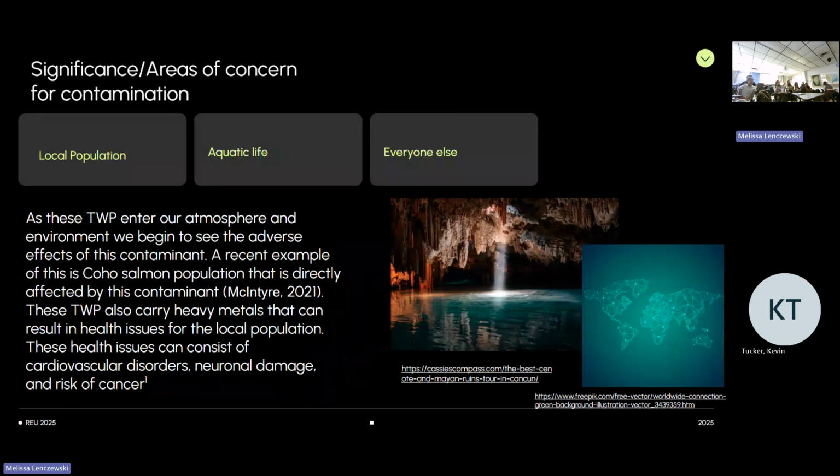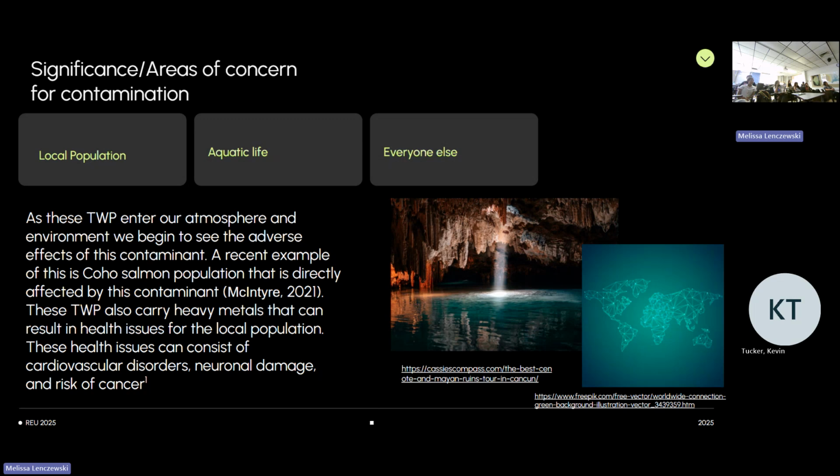First we have our significance and our areas of concern for the contamination. The local population is the main concern, along with the aquatic life, and then everyone else this will eventually affect as this study continues to grow. As these tire particles enter our atmosphere, we'll begin to see adverse effects on the environment. We can also see in a recent study what it's done to the coho salmon and how it directly affects them. It can also affect us, as health issues can arise, with cardiovascular disorders, neuronal damage, and even risk of cancer.